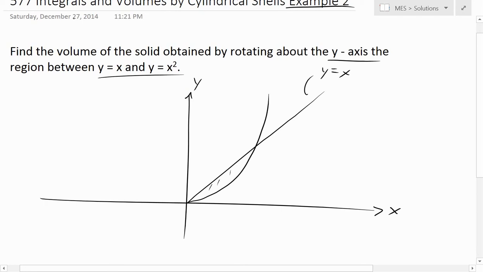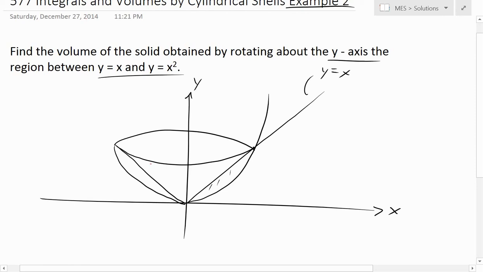If we were to rotate this about the y-axis, it would look something like this. We'll just draw a mirror image of this one across. It looks something like that. So there's this region, and now we rotate it around. It would look something like this. The top is really thin here, and inside, it looks something like this shape.